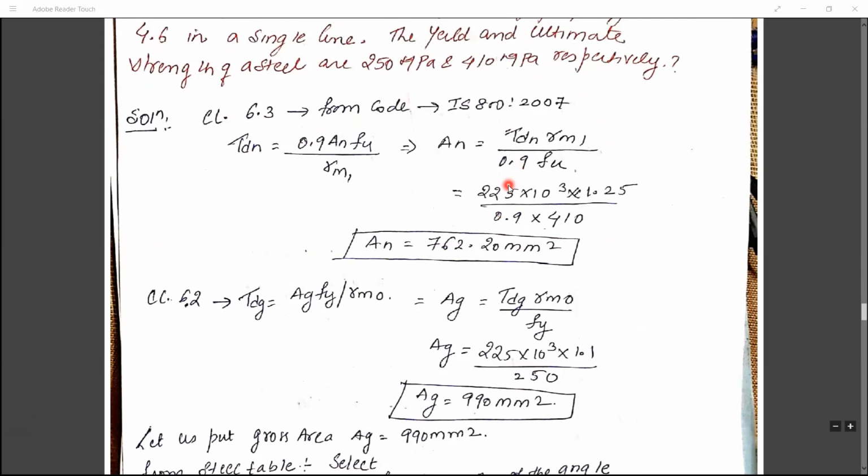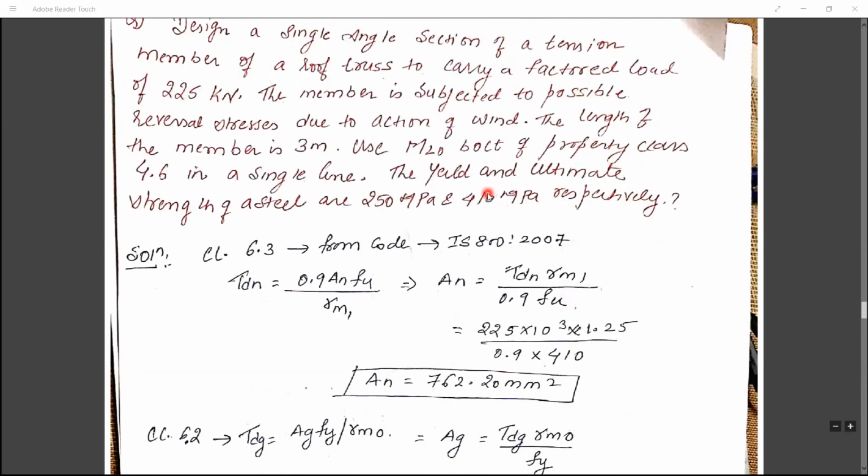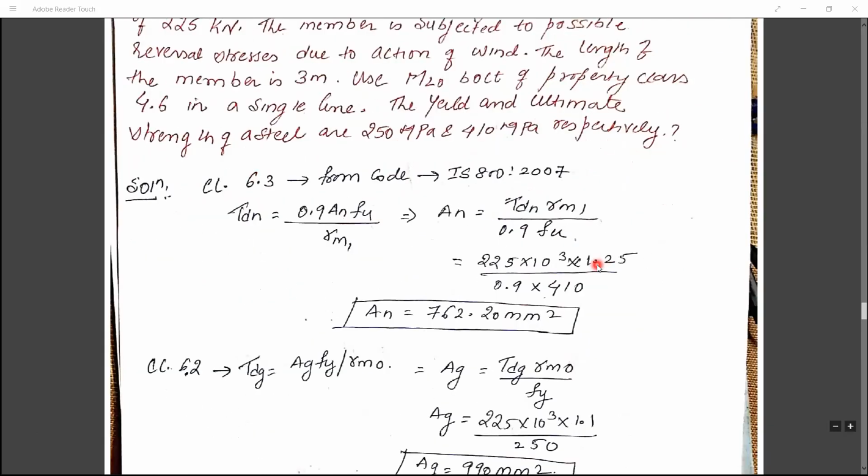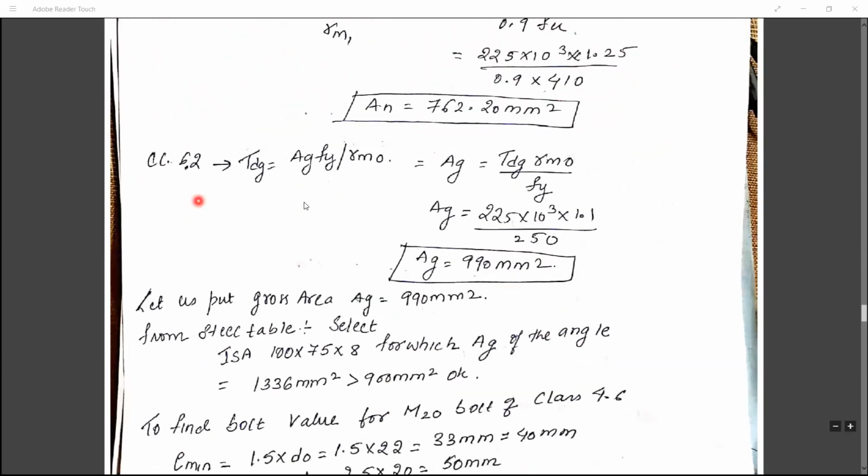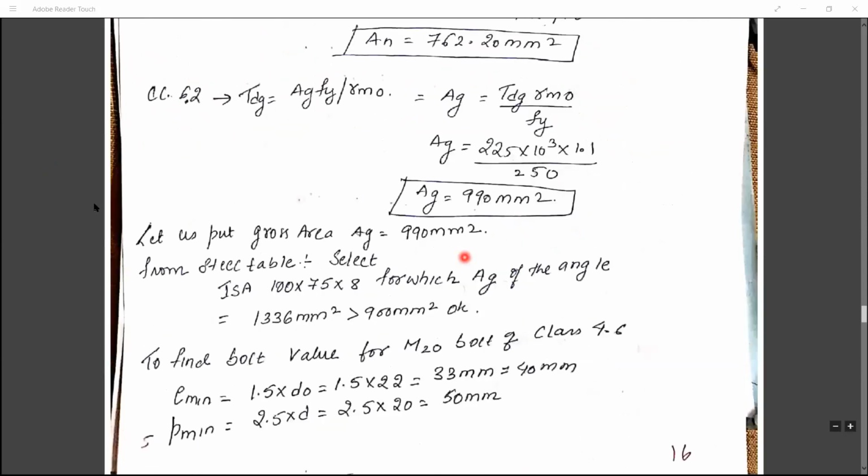So here the net sectional area is already given, tension is 225 kilonewtons with respect to 1.25 and 0.9 into 410. Then clause 6.2 states that Tdg equals Ag fy by gamma m0, that is gross sectional area is nothing but 225 into 10 to the power of 3 into 1.1 divided by 250. So from this you will get gross area.